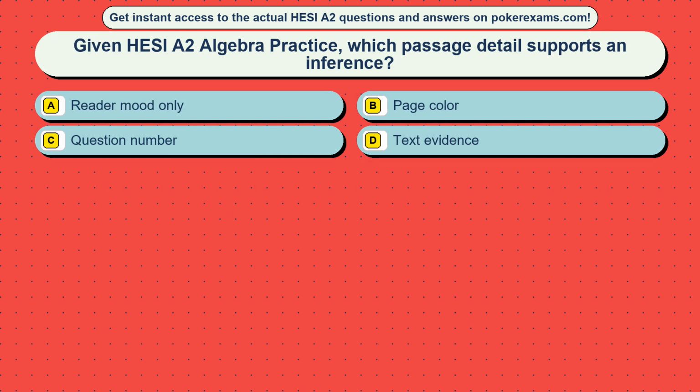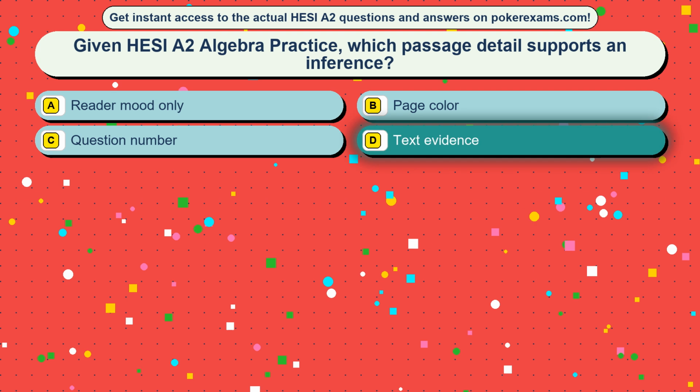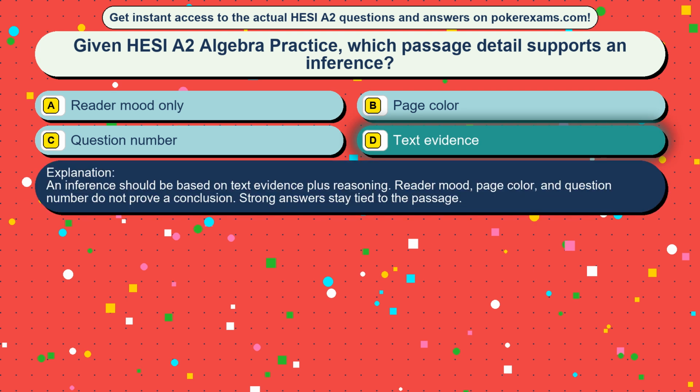Question 18. Given HESI A2 algebra practice, which passage detail supports an inference? Option A, reader mood only. Option B, page color. Option C, question number. Option D, text evidence. The correct answer is option D, text evidence. An inference should be based on text evidence plus reasoning. Reader mood, page color, and question number do not prove a conclusion. Strong answers stay tied to the passage.